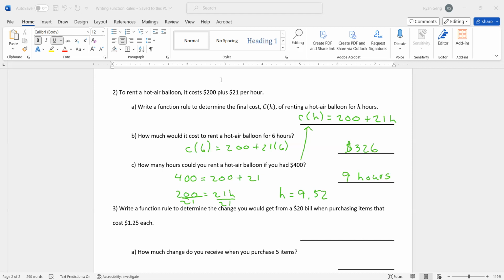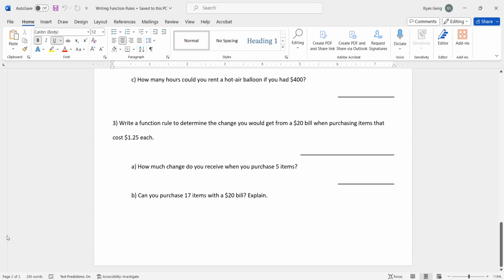All right. One more of these, and it's a trickier one. Write a function rule to determine the change you would get from a $20 bill when you purchased items that cost $1.25 each. Let's say you're going to a garage sale. They have a table where everything's $1.25. You grab a certain number of items and you go and you pay with a $20 bill. Okay. We want to determine the change you would get from a $20 bill. I didn't tell you what to use for variables, so if I don't tell you, you get to pick. So I'll just say f of x and x.